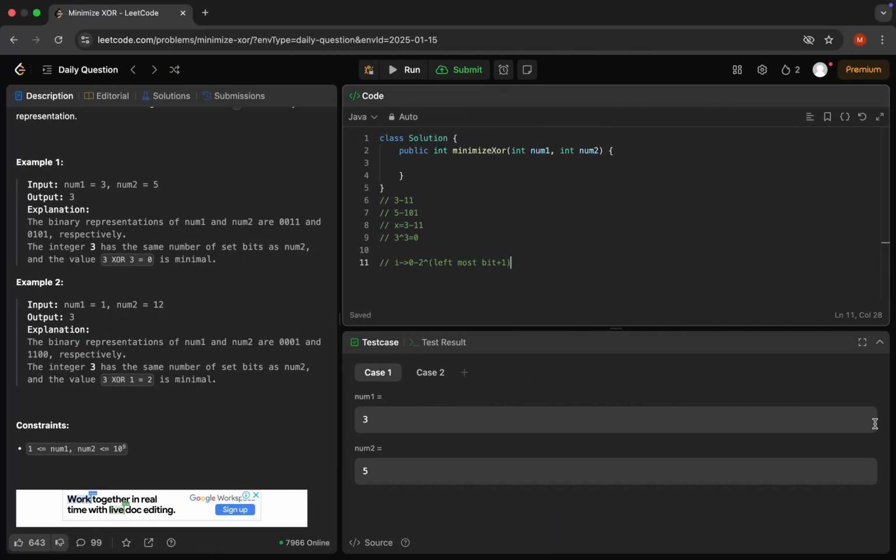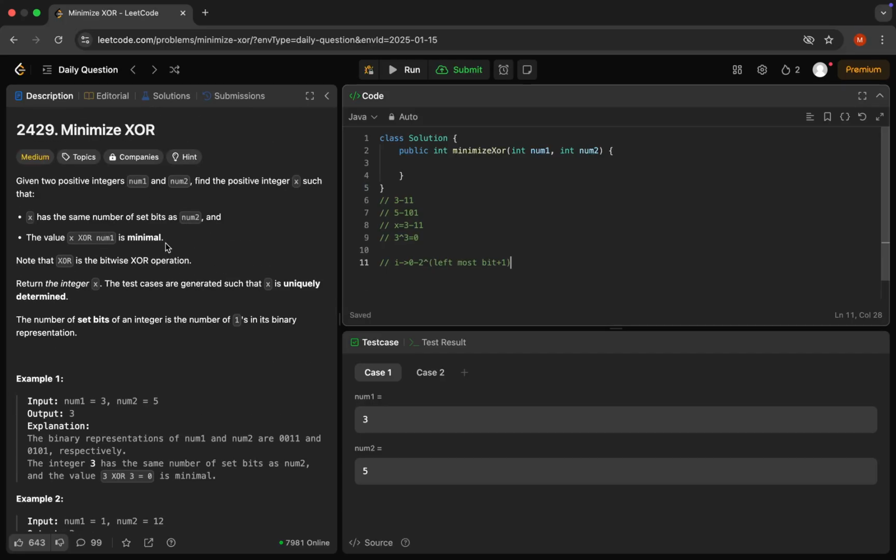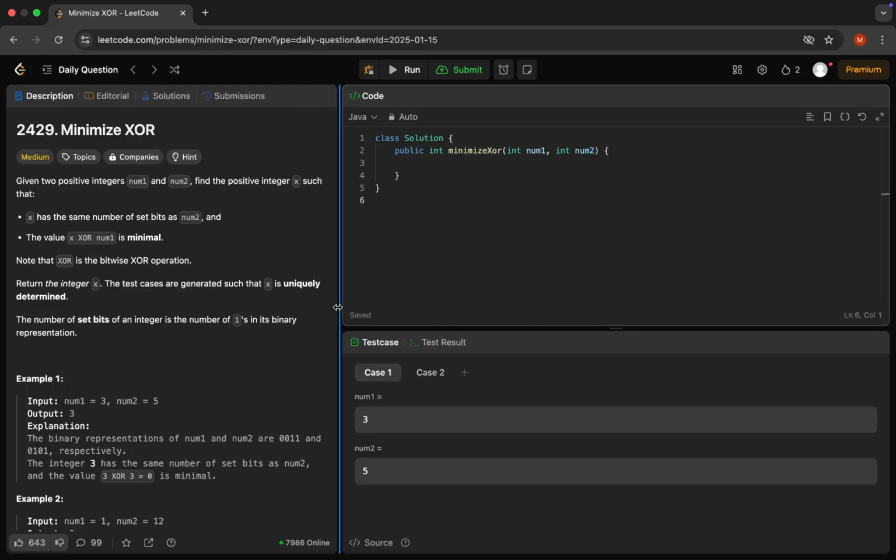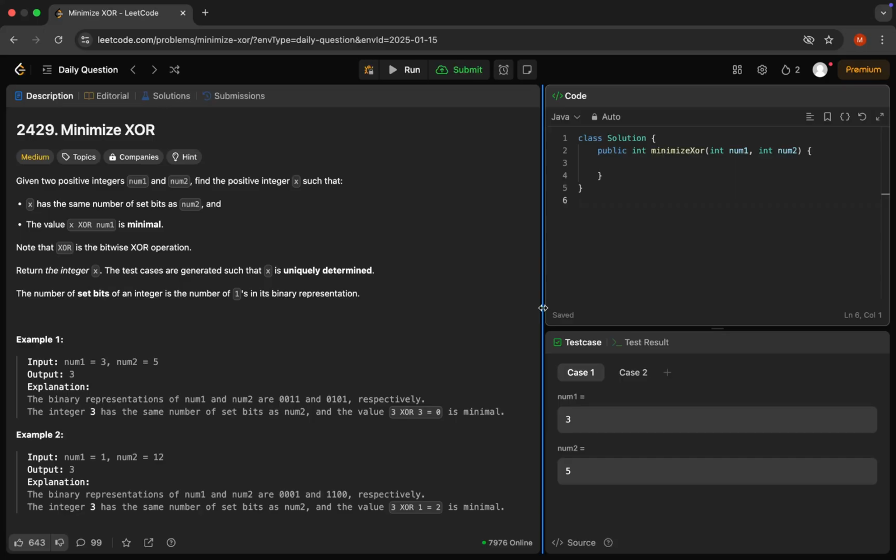Hello everyone. Today we are going to solve the LeetCode question. The number is 2429 and the question name is Minimizing XOR. So in this question what we have to do, we are given two positive integers num1 and num2.